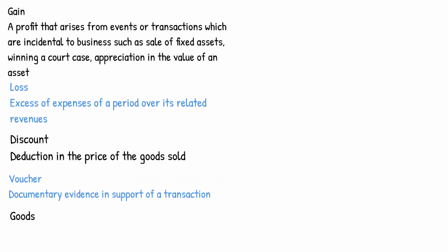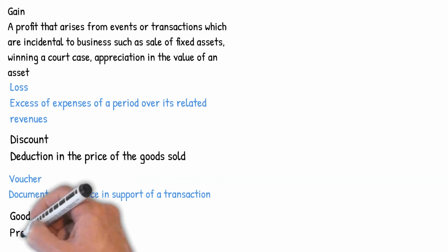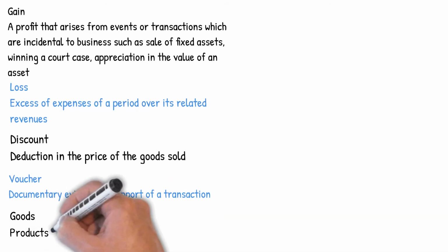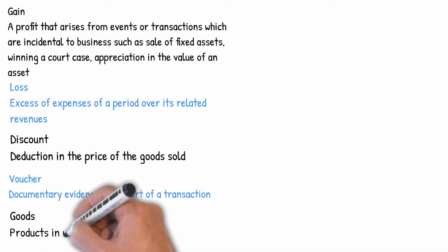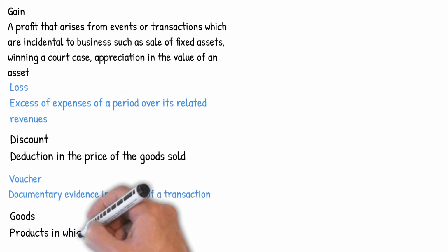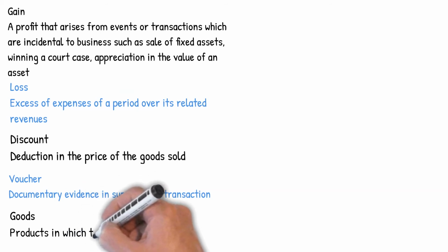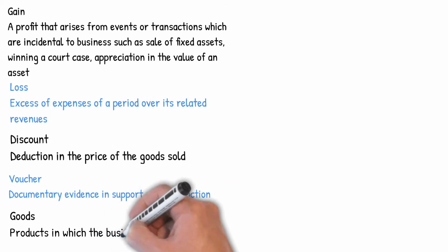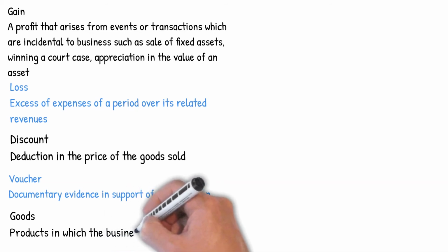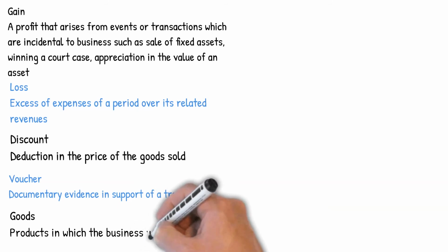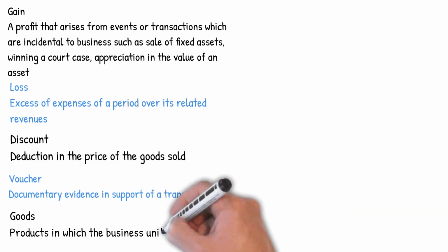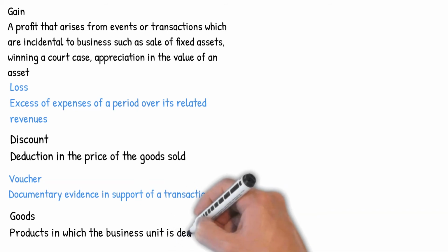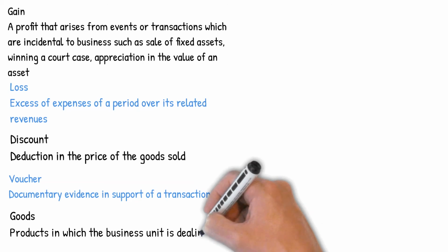Goods. It refers to the product in which the business unit is dealing. The items that are purchased for use in business are not called goods. For example, for a furniture dealer, purchase of chairs and table is termed as goods, while for others it is furniture and is treated as an asset. Similarly, for a stationery merchant, stationery is a good, whereas for others it is an item of expense.